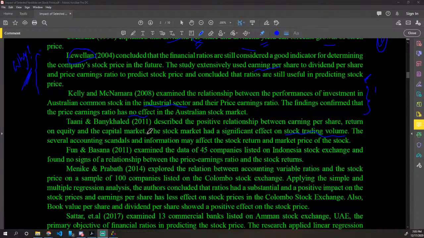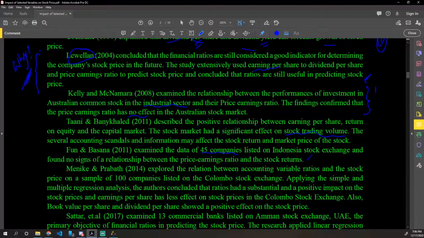So Fun and Basana, 2011, examine the data of 45 companies. Okay, that's cool. 45 companies listed on the Indian Stock Exchange and found no signs of relationship between PE and stock returns. Why? So there is no relationship between price to earnings ratio and stock returns.